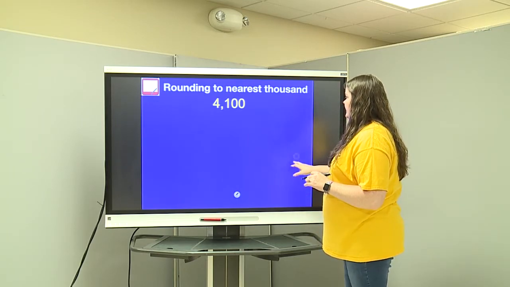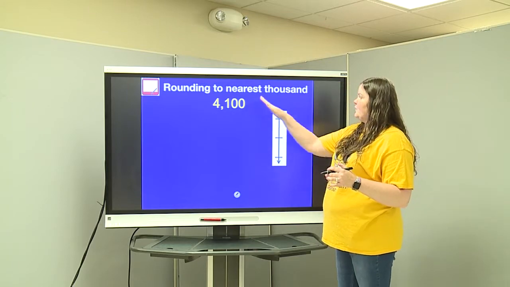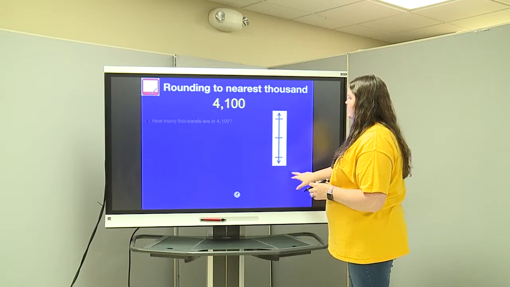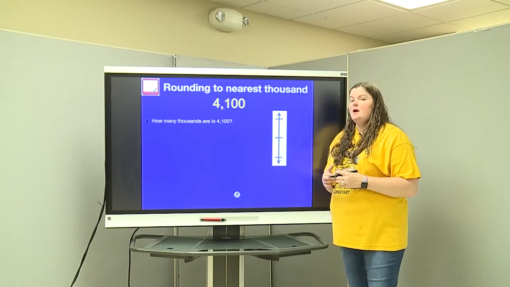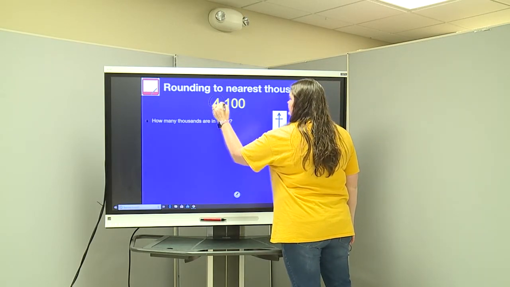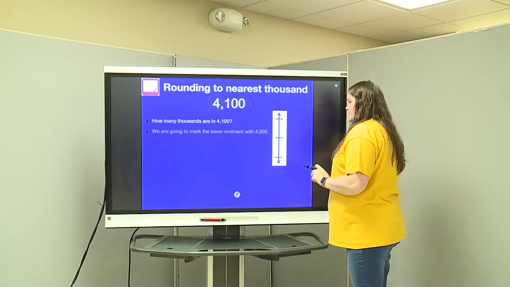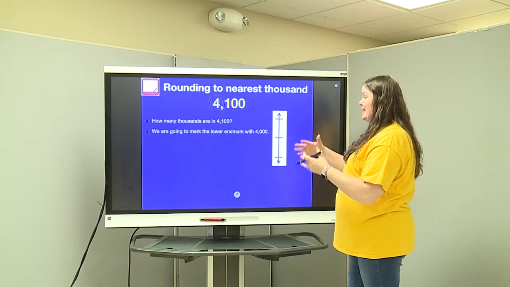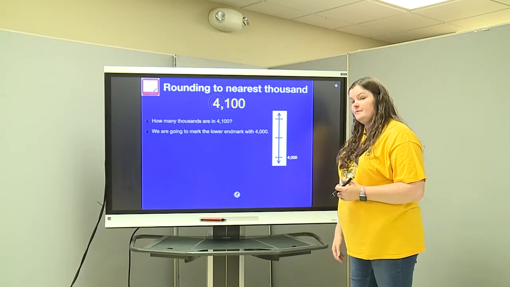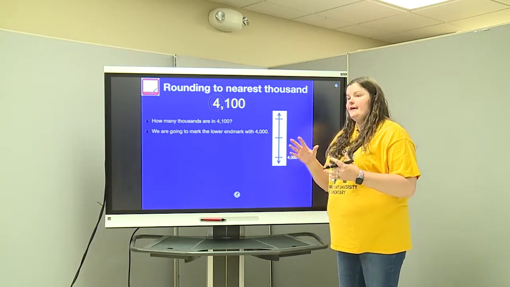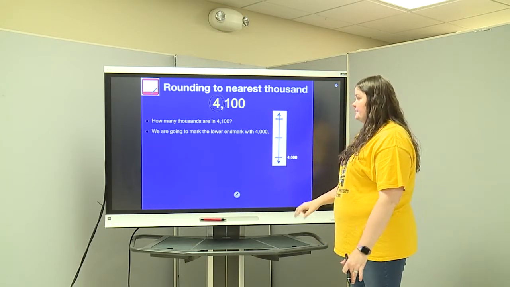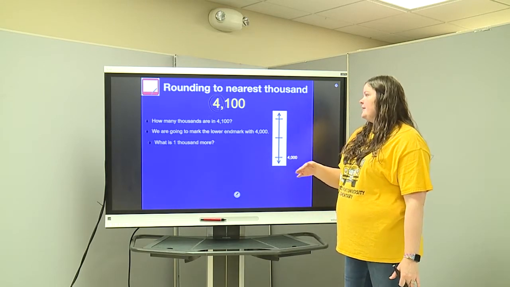Okay, rounding to the nearest 1,000. So again, I've got 4,100. I have my vertical number line. So it says, how many thousands are there in 4,100? So in the thousands place, what do I have? I've got that 4,000. So we're going to put the lower end mark, or the lower part, as 4,000. Okay, so I know that my number, if I round it, cannot go below 4,000 because I only have 4,000s in my number.